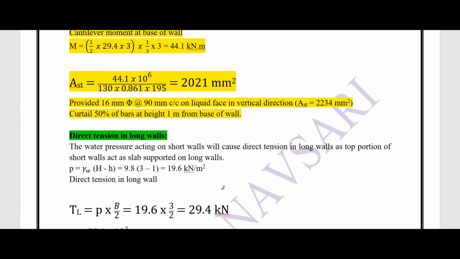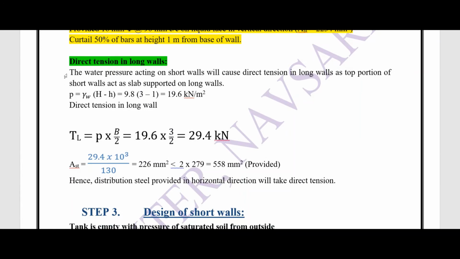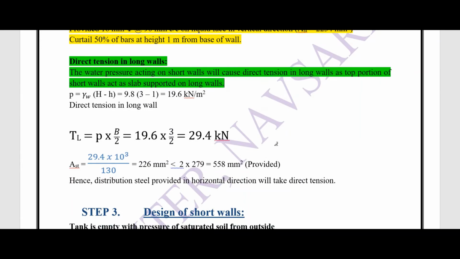So what do we assume? The water pressure acting on the short wall will cause a direct tension in the long wall, as the top portion of the short wall acts as a slab supported on the long wall. So direct tension means, this is the equation, gamma W times (capital H minus small h). So 9.8 times (3 minus 1), so 19.6 kilonewton per meter square.